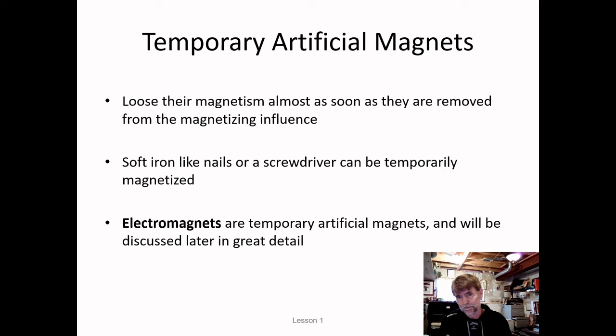Okay. And then finally, there's a mention here of electromagnets again. They are temporary artificial magnets, but we're going to talk a lot more about them in a little bit. We'll come back to that. That's kind of going fast now to get to the interesting stuff later, and the electromagnets definitely are the interesting conversations. That's really the point that we're working towards.